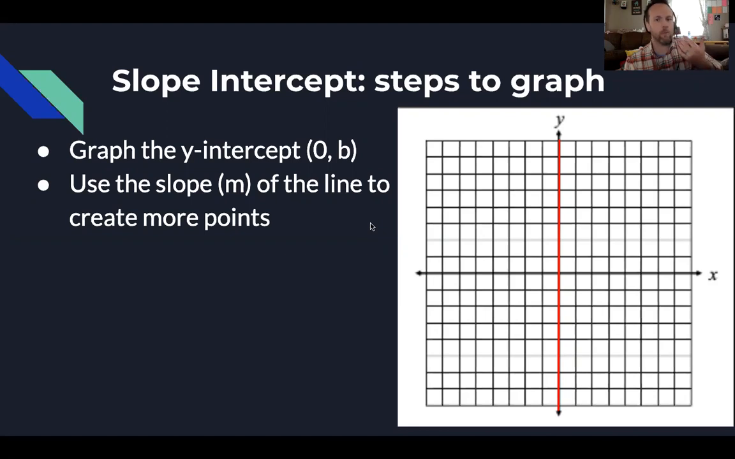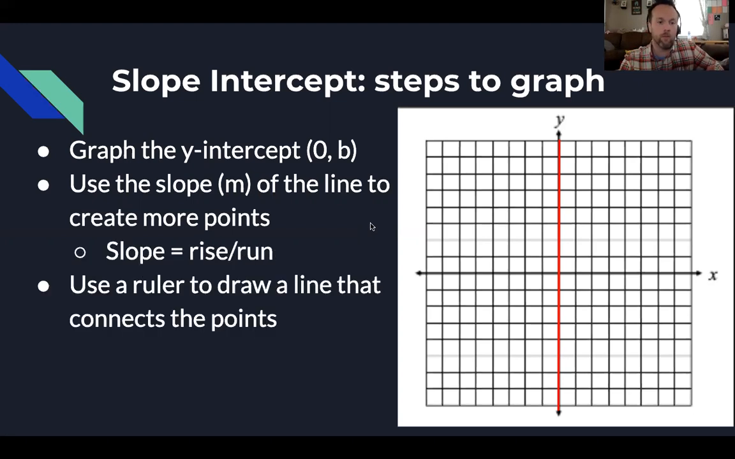And then we use the slope, or m, to create more points. This is why we were practicing with the slope formula, and why when we talked about slope, we started to talk about rise over run. If it's 1/2, we count up 1 unit and then over 2 units. If it is 2/1, we count up 2 units and over 1. That's why I've been asking you to write slope as a fraction, as rise over run, because that's going to help you now that we're using the slope-intercept formula.